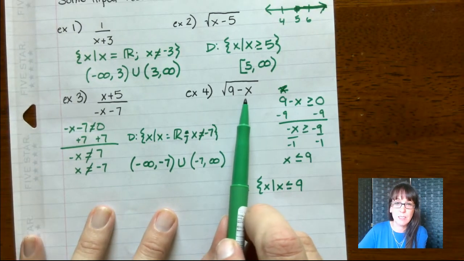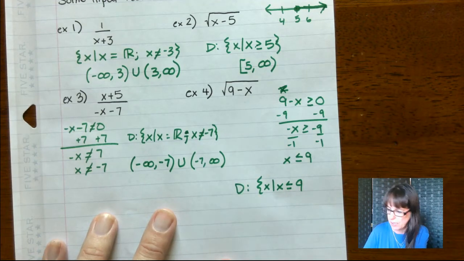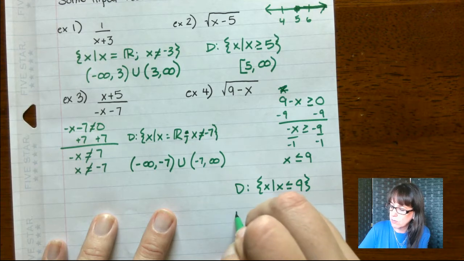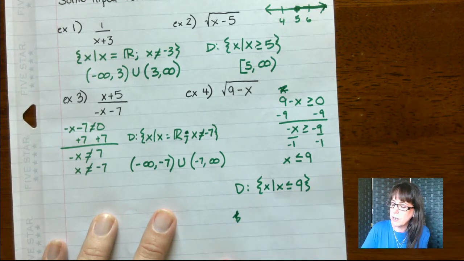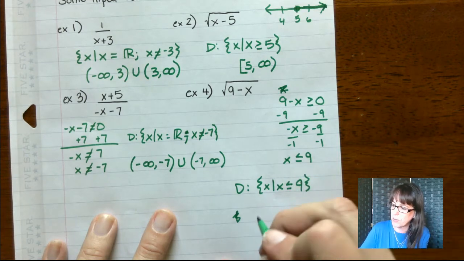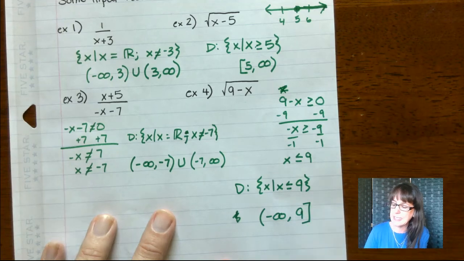And let's test that. That makes sense because 10 is not less than 9. And if you put 10 in here, you get -1. You can't have that. And then for our interval notation, x is less than or equal to 9. So that means it's going to be -infinity all the way up to 9, and 9 is included.